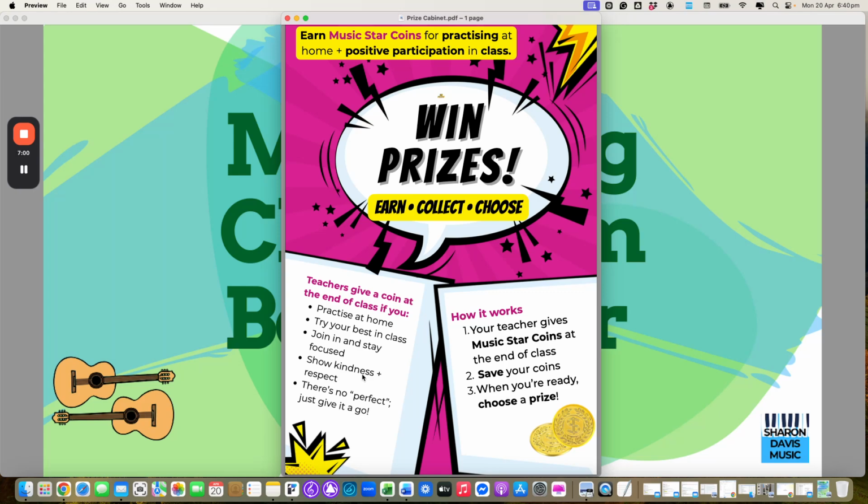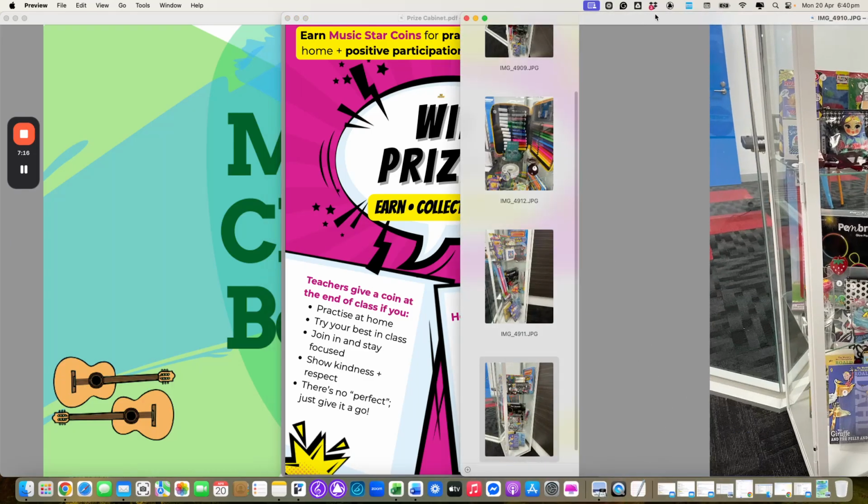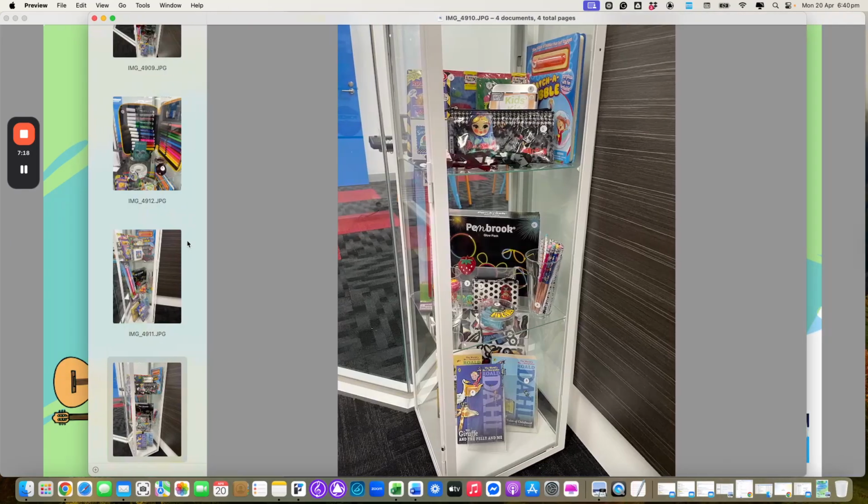And the other thing is that they're not to be given them every single week, no matter what happens. They have to actually display some kind of positive, good behaviour, and just the bare minimum isn't really enough. And so then I can show you what our prize cabinet looks like. We took a few photos of it.